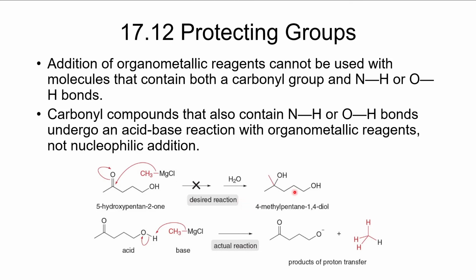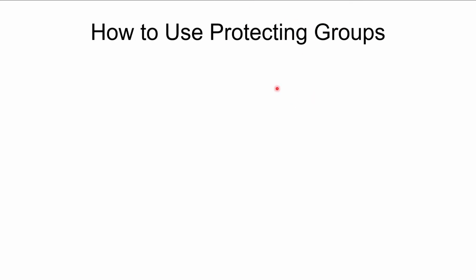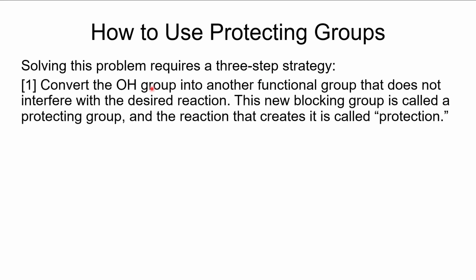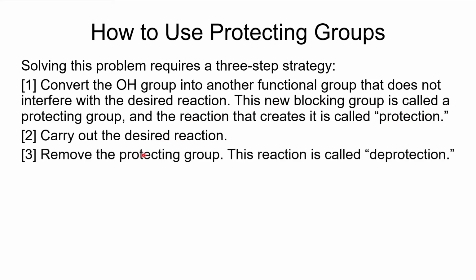So how do we get around this? Well, like I said, we use protecting groups. There's a strategy for doing protecting groups, and it is very simple. First, protect. We convert that OH group into something else that is unreactive in the particular reaction that we're going to be doing. We call this the act of protection. So we're going to put a new blocking group in, that's called protection. Then second, we're going to carry out our desired reaction. And then third, we're going to remove the protecting group, and we call that deprotection.